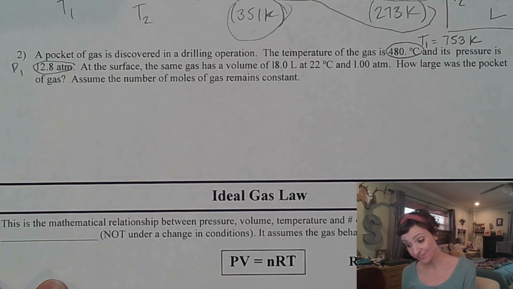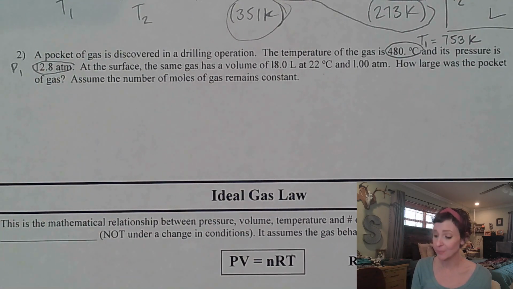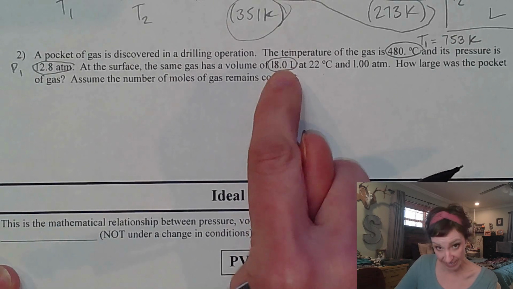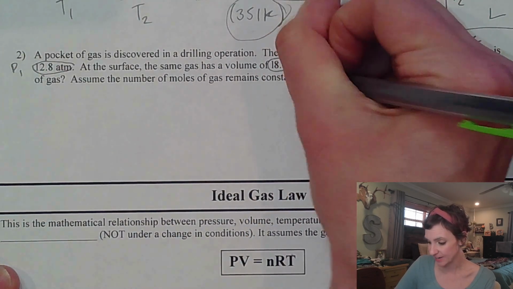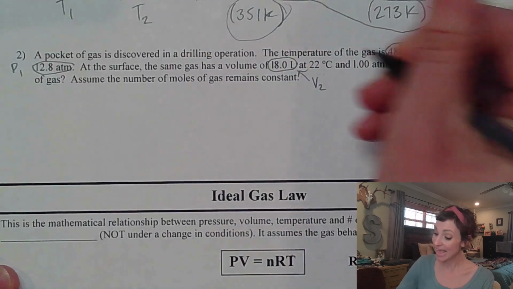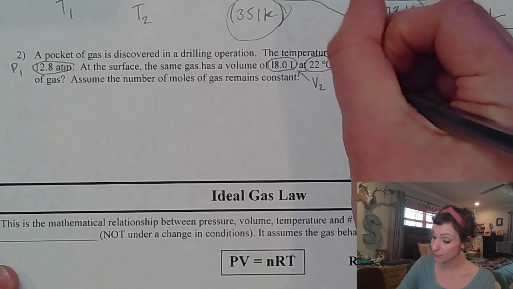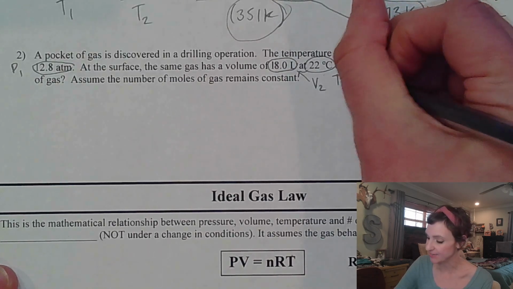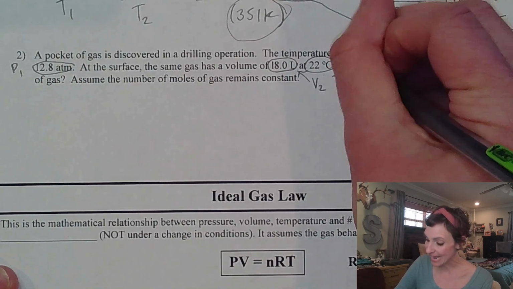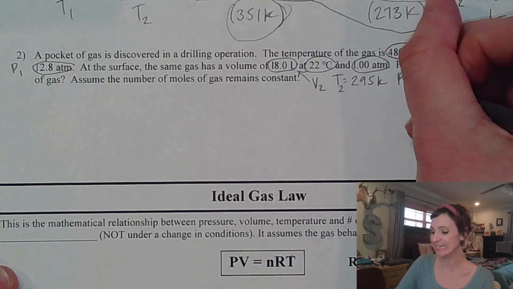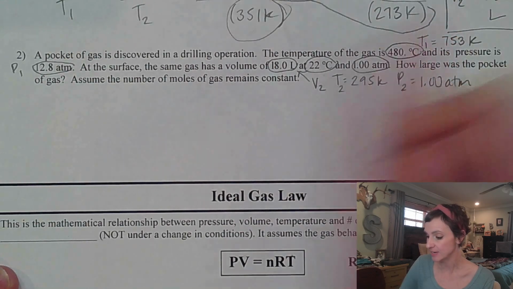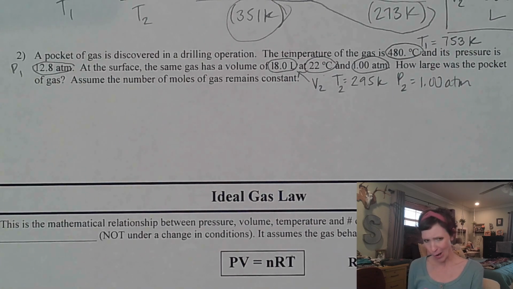Then it says at the surface, the same gas has a volume of 18.0 liters. Y'all be careful. They are saying that this is a new condition for this gas, so this is actually my second volume. And that second volume of gas will have a temperature of 22 degrees Celsius, which in Kelvin is 295. And a pressure, so those are T2 and P2, the pressure is going to be 1.00 atmospheres, okay? So I've given you all of the values of my condition after it has changed.